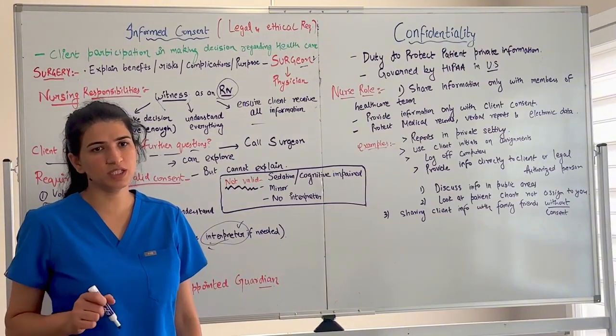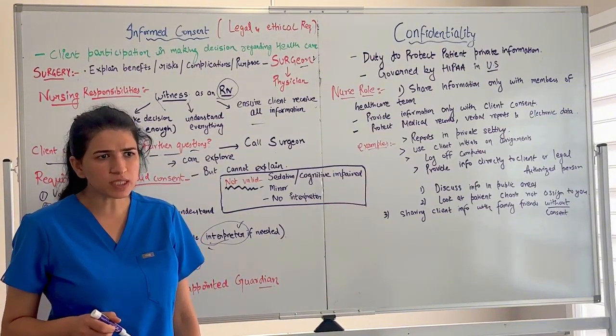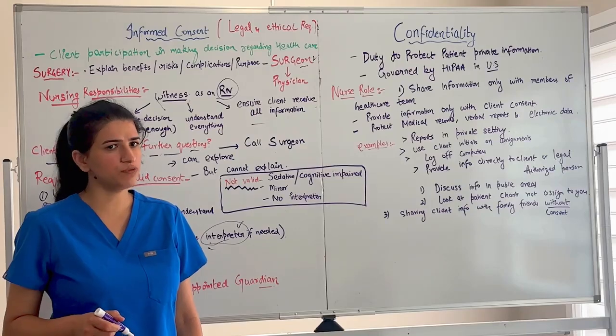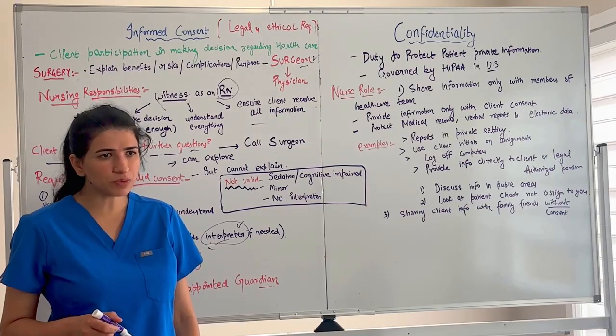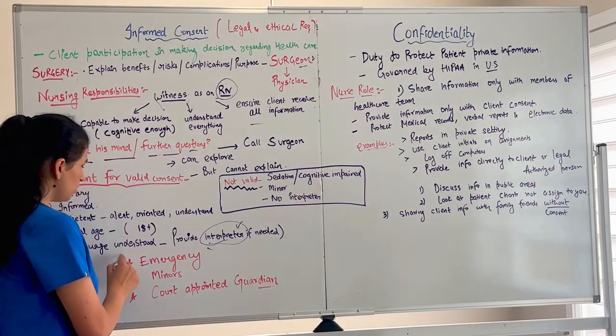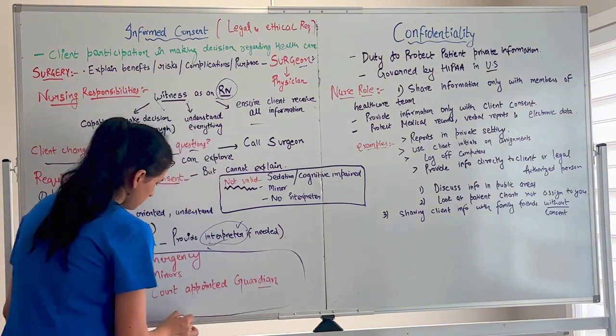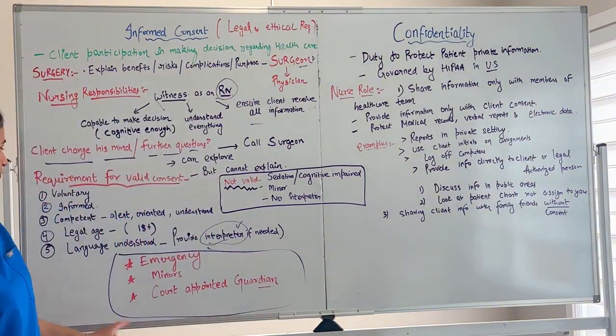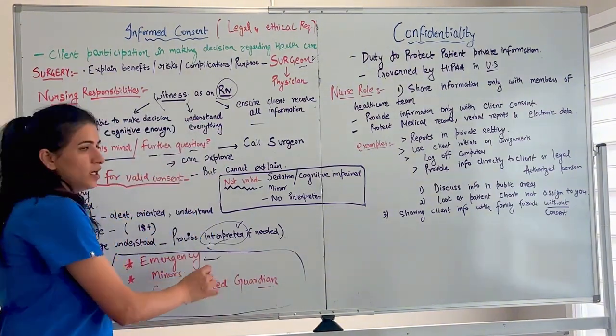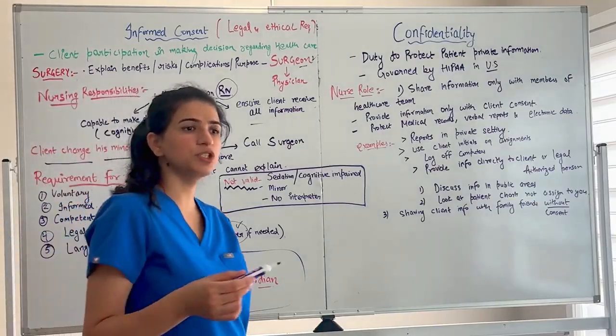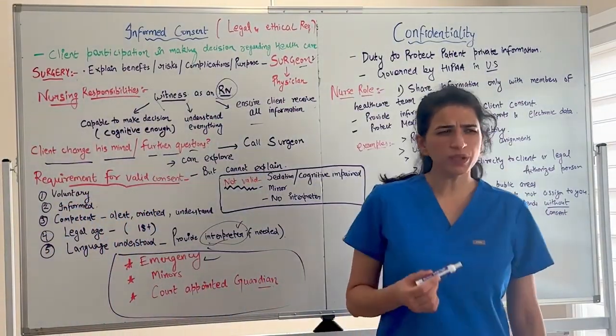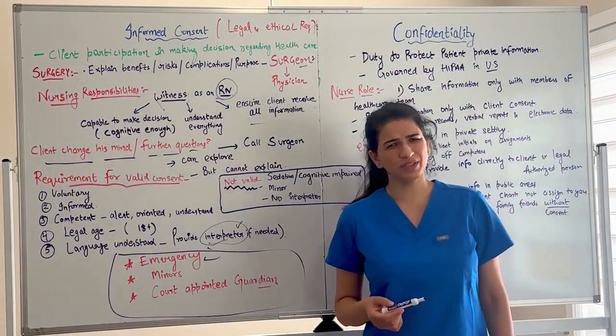Now, a lot of nurses ask this question: what if it's an emergency? Then do we still need to find a staff member to translate the language and everything? Now we're going to talk about these exceptional areas. The first one is emergency. What if there is an emergency situation? Do we still need to get the consent from the patient?